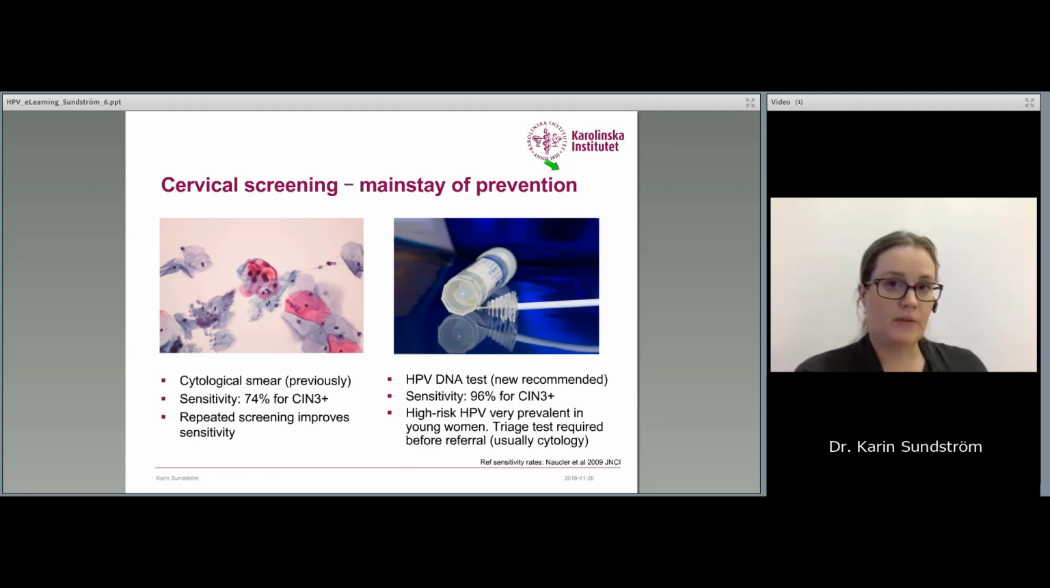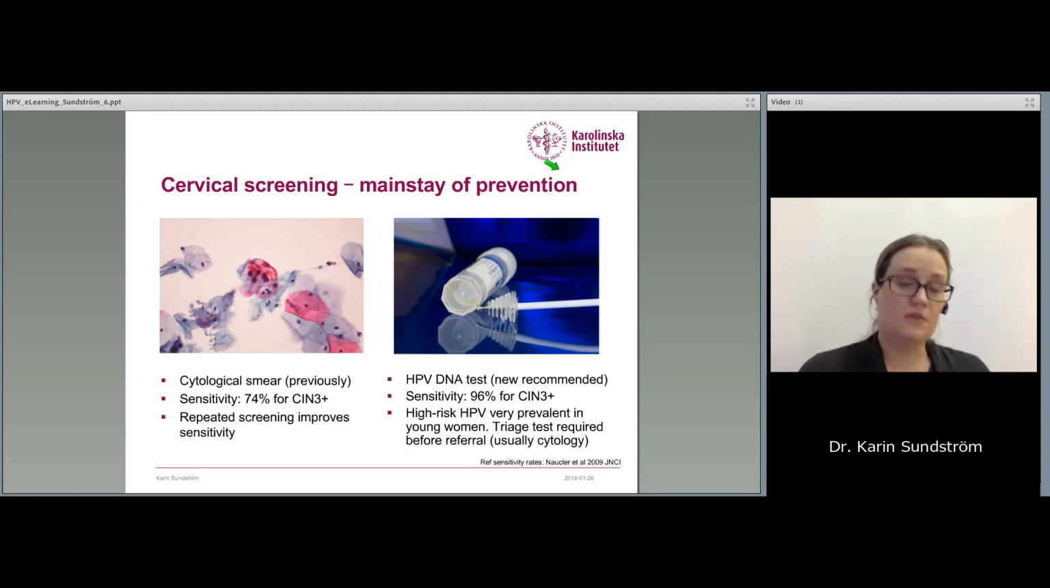Even in women above 30, for example, here in Sweden or in other contexts, high-risk HPV may still be quite common, which means that we typically apply a triage test before referral. This is usually cytology, so that only women who are double positive go on to further colposcopy and possible biopsy.